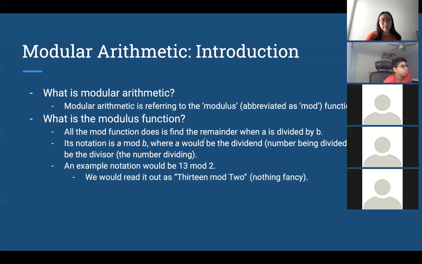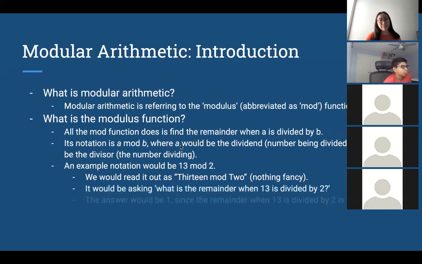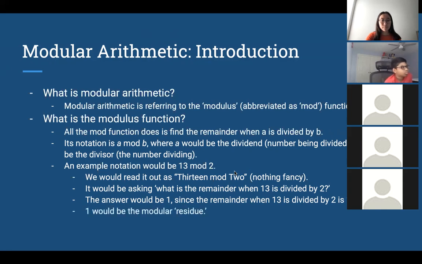So we read that out as 13 mod 2. And then it's asking what is the remainder. So only for remainder. And the answer would be 1. So you can also refer to it as the modular residue.